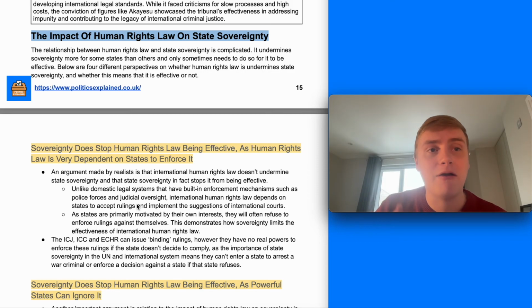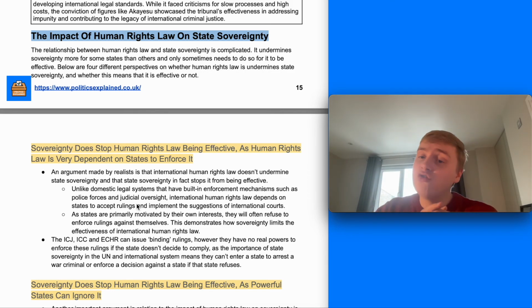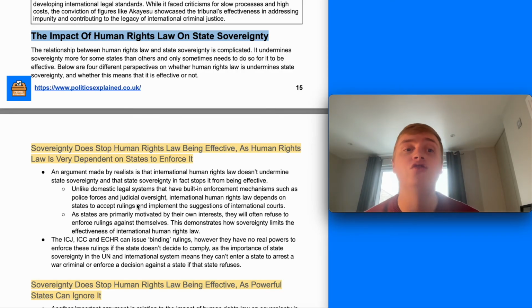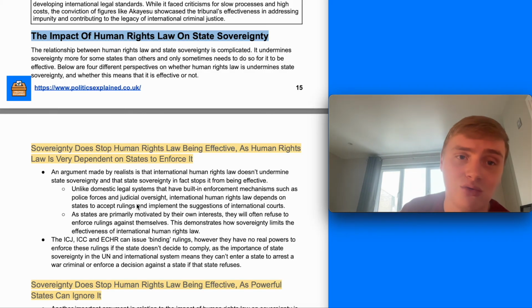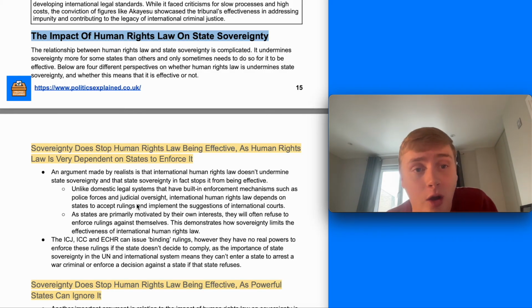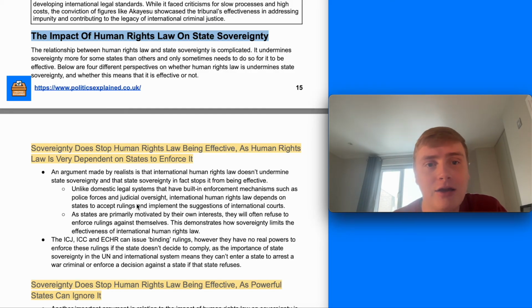What I'm going to look at now, finally, is some more general arguments on either side in relation to the effectiveness of human rights law being upheld due to state sovereignty. So the relationship between human rights law and state sovereignty is really complicated in human rights courts in particular. It undermines sovereignty for some states more than others, and only sometimes needs to do so for it to be effective. So there are 4 key perspectives we're going to have a look at.